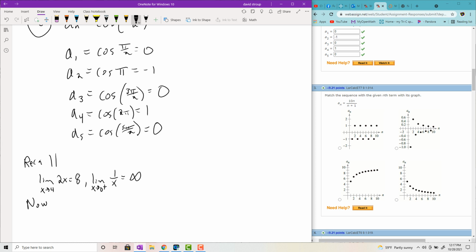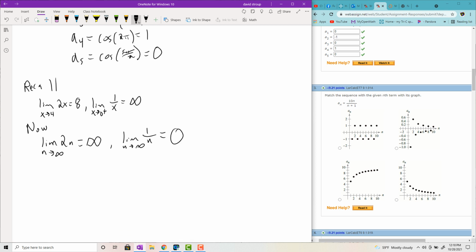In particular, instead of x's we'll have n's, so we'll say something like the limit of 2n as n goes to infinity. And for us, that will go to infinity, of course. It'd be like 2 times 1, 2 times 2, 2 times 3, 2 times a million, 2 times a billion. Just keeps getting bigger and bigger. And then stuff like the limit of 1 over n as n goes to infinity will equal 0, right? It's just going to get really, really small.